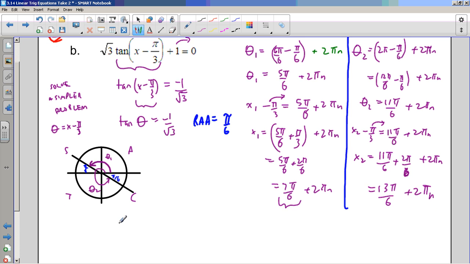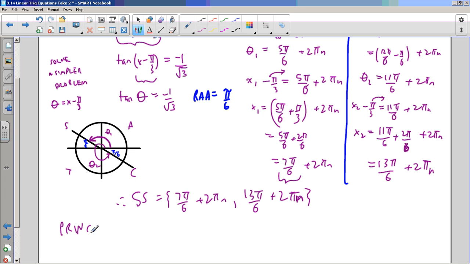Therefore my solution set, I could write them like this, right? 7 pi over 6 plus 2 pi n, and then 13 pi over 6 plus 2 pi n. But what are my principal solutions? One would say, okay, it's these things, right? 7 pi over 6. But notice what happened. When I added the pi over 3, this isn't a principal solution anymore.